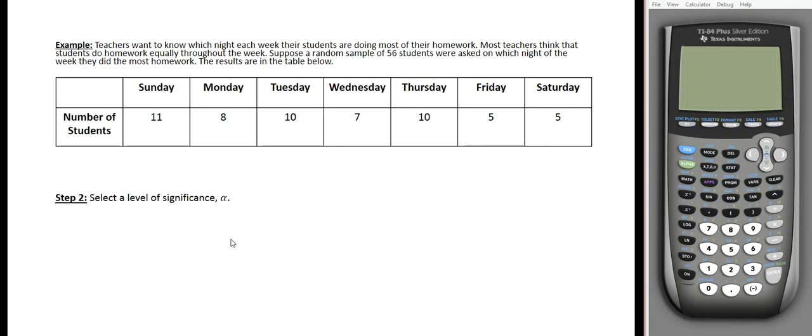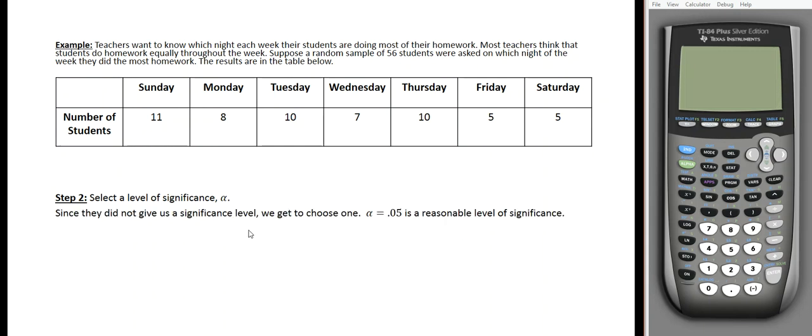So step 2, we're going to select a level of significance. Doesn't look like they gave it to us, so we can use any reasonable alpha, 0.05, 0.1. 0.01 would be a little bit extreme just because it's doing homework, and that would be a 1% significance level, so we'll just go with 0.05. That's reasonable. Step 3, we're going to find the test statistic.